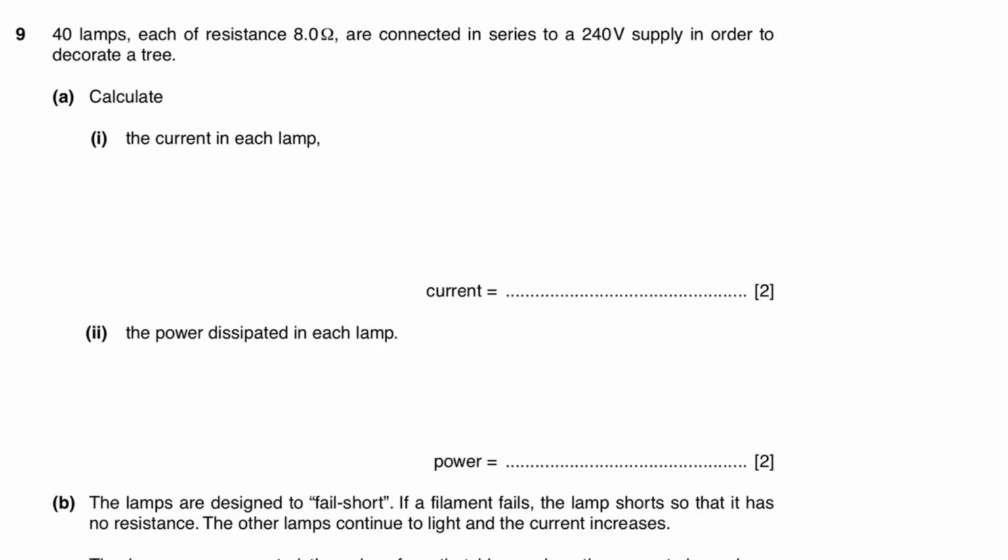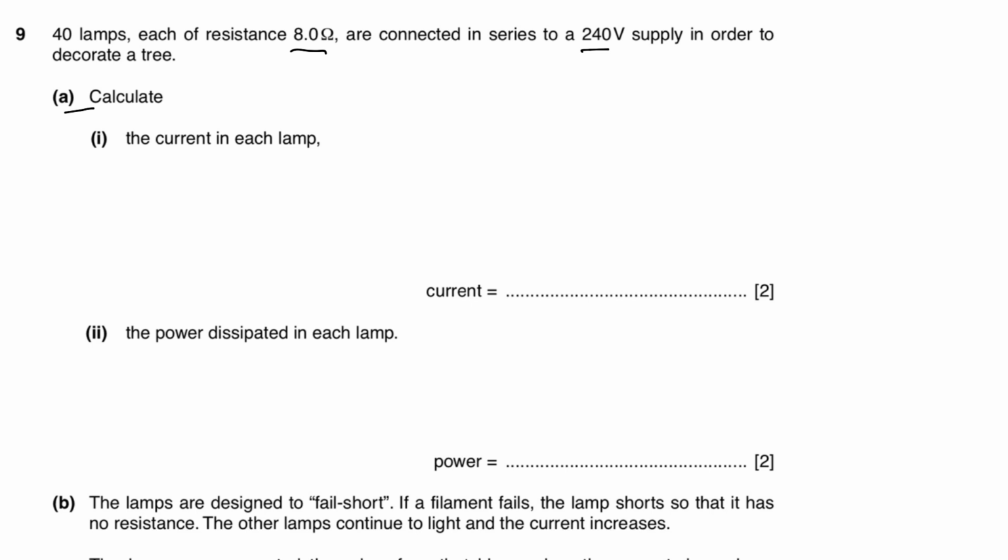The sum says that 40 lamps, each of resistance 8 ohms, are connected in series to a 240 volt supply in order to decorate a tree. So the first part asks us to calculate the current in each lamp.